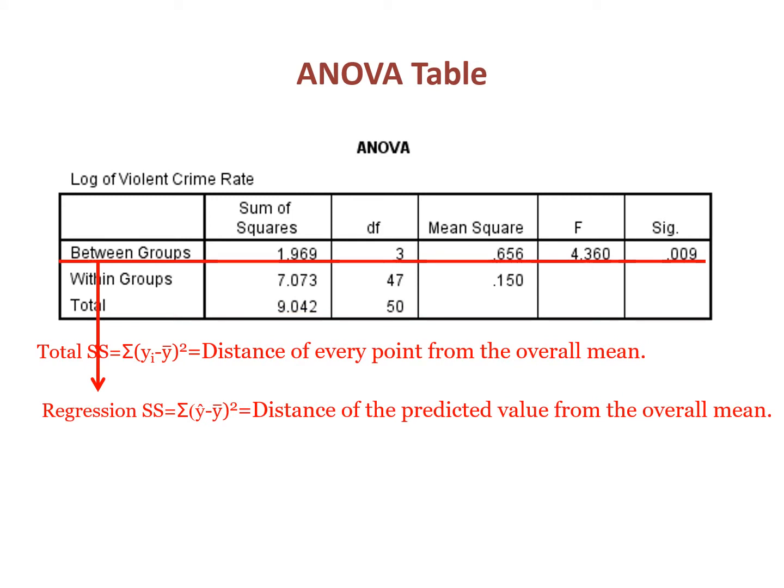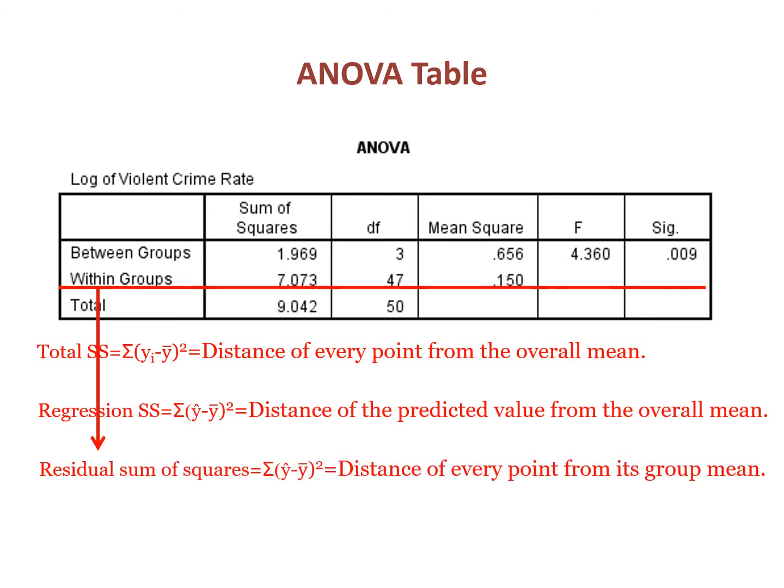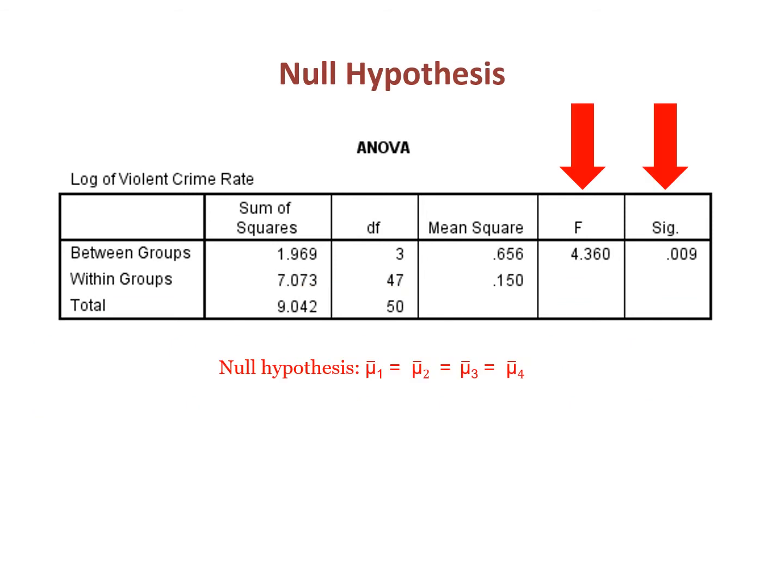Between groups is the equivalent of the regression sum of squares, and is the distance of the predicted value from the overall mean. Within groups is the residual sum of squares. In this case, it is the measure of the distance of each point from its group mean. The rest of the table is exactly the same as what we find in the regression ANOVA table. The null hypothesis is that all the regions fall within the same confidence interval. The null hypothesis is rejected if the significance level is less than 0.05.